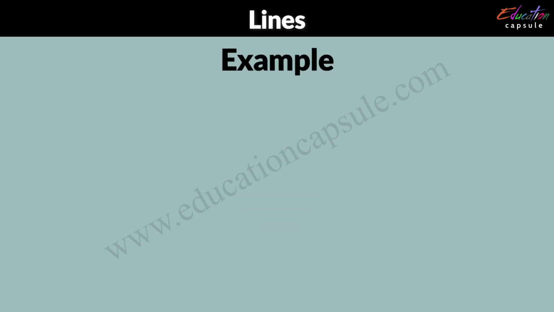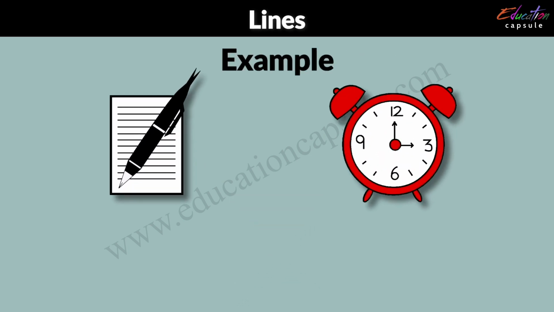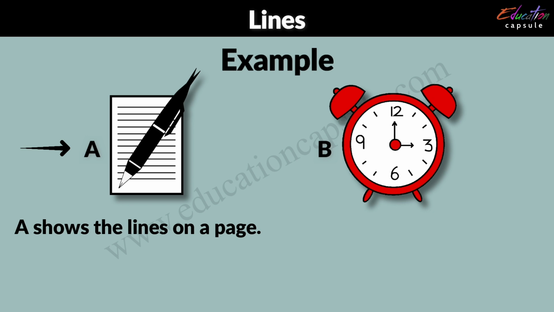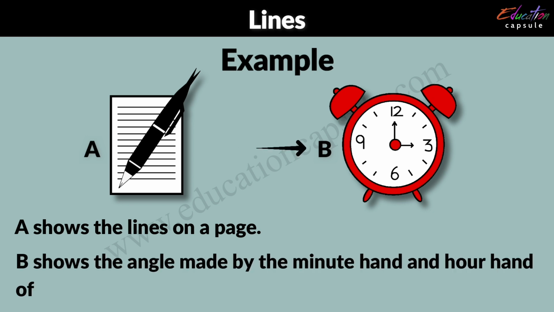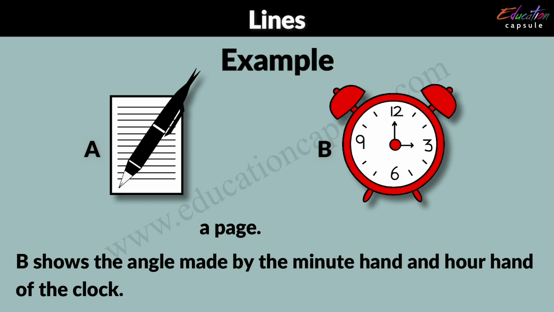Now, let us take few examples. Which of the following is an example of parallel lines? Is it A or B? A shows the lines on a page, whereas B shows the angle made by the minute hand and hour hand on a clock.